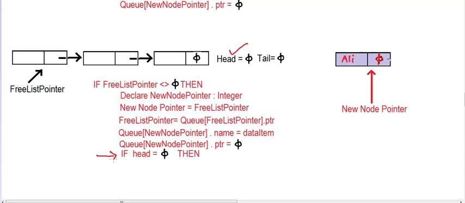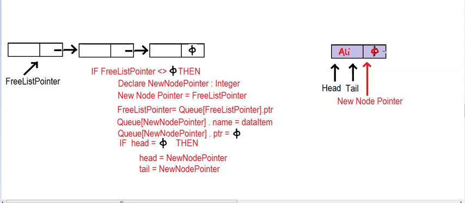Remember, if head is equal to null, then this is the first node in our queue, and this is also the last node in our queue, which means that the head pointer should be pointing towards this node, and the tail pointer should also be pointing towards this node. And you can see that this is what we've done here. If head is equal to null, we've set our head pointer to the new node pointer, and we've also set our tail pointer to the new node pointer, right? So both the head and the tail are now pointing to the same node.